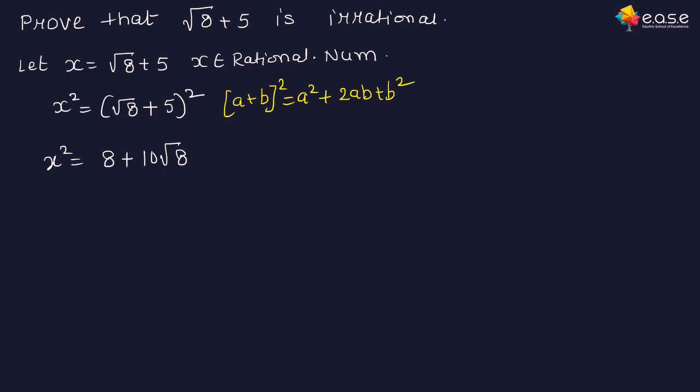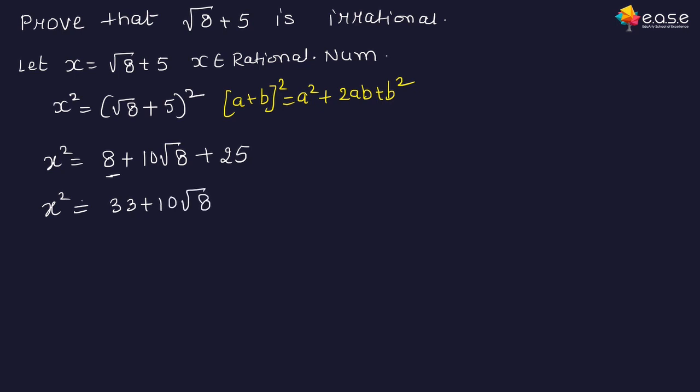It is a 10 root 8. It is a root 8. I hope you guys are getting it. Alright, and this is going to be plus 25. That gets you what? That gets you 8 plus 25. That's a 33. x square is equal to 33 plus 10 root 8.